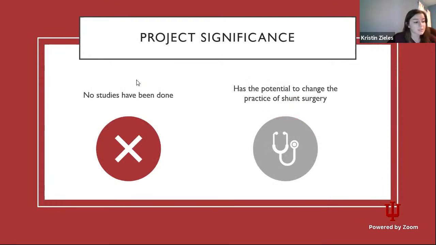As mentioned previously, no studies have yet been done to determine which shunt type is superior. So the aim is to understand the effect standardization would have on clinical outcomes. And if this is significant, it has the potential to change the way shunt surgery is practiced.